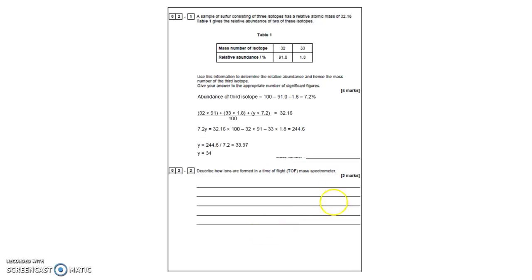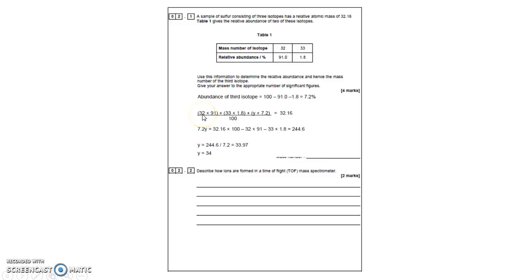Okay. You've got 3 isotopes. The first part of the question is to work out how much of the third isotope you've got. So you've got 100% of the isotopes, take away 91% for this isotope here, take away 1.8% for this isotope here, means that the third isotope is 7.2%.